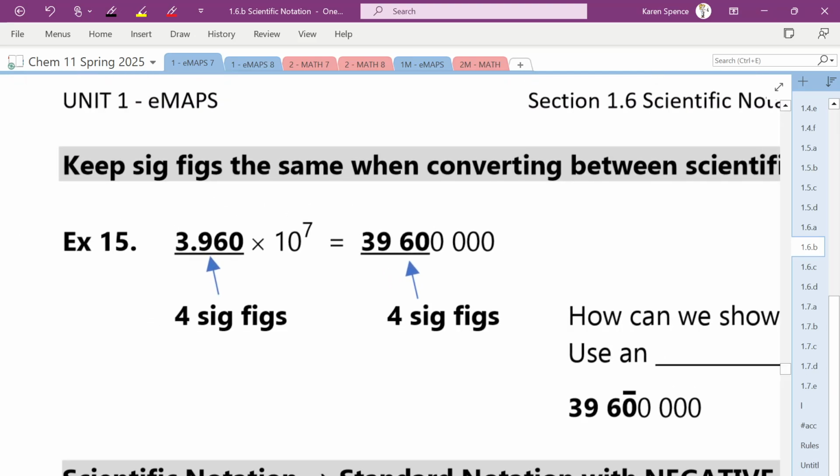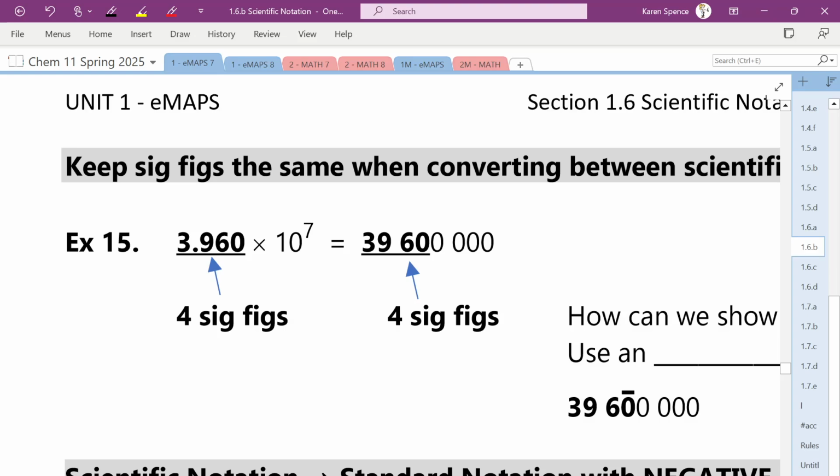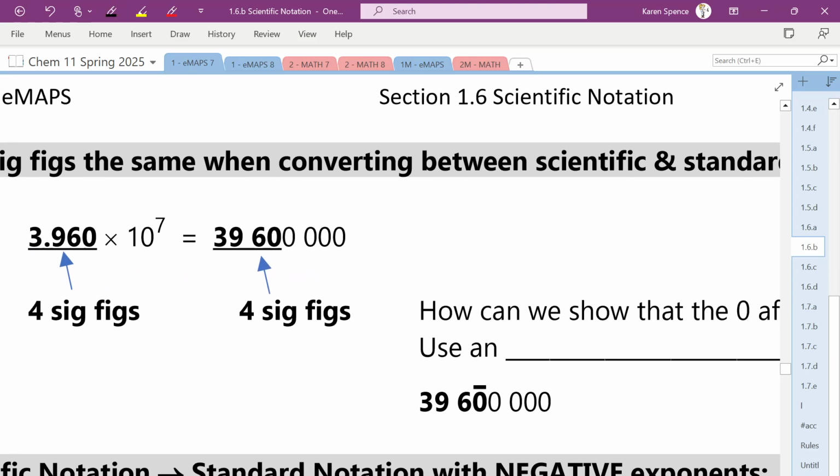Keep the sig figs the same. Oh, here's where you might need to use the overbar. Take a look at this one. We have 3.960 times 10 to the 7. If we write that in standard notation, 3.960, we're going to move our decimal place 7 places. 1, 2, 3, 4, 5, 6, 7. That means we're going to have an extra 1, 2, 3, 4 digits on there.